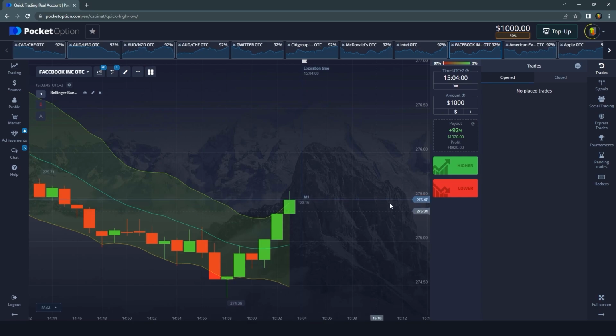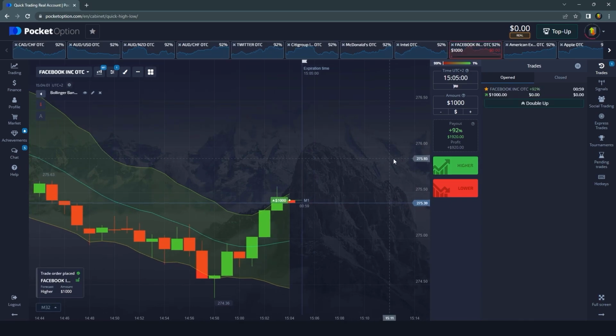Here a green candle is about to close outside of the bands, first for a long time. And the bands are opening up. When the candle closes outside, I will place a bet in the upward direction. I place the bet. Always wait for the candle to close before placing.